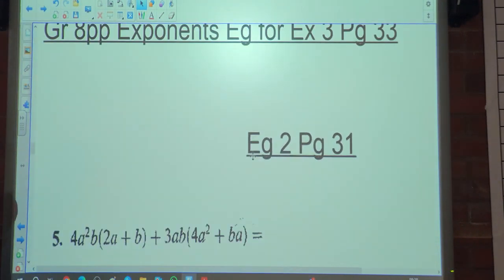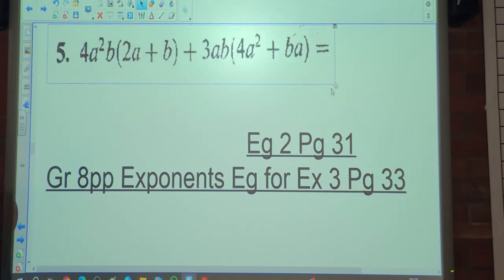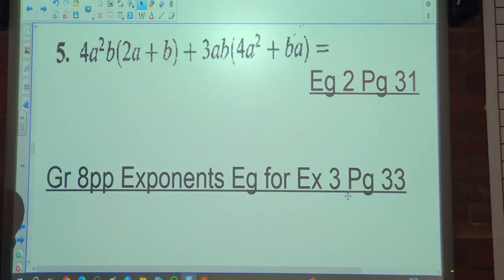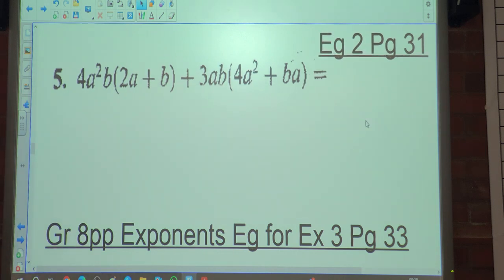Here is one more. Number 5. Do that one quickly. You have 4a squared b into 2a plus b, plus 3ab into 4a squared plus ba. I'm going to pause the video at this point.